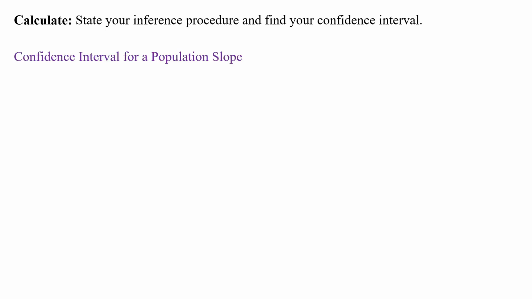When we state the inference procedure on the AP exam, we can use words to describe it, or we can use our formula. So I put both of them down. Either or is good, but you definitely want to identify what your inference procedure is here. We are making a confidence interval for the population slope, and there is going to be our formula that we use. Now, we were given all of these values in some form in that beginning section.